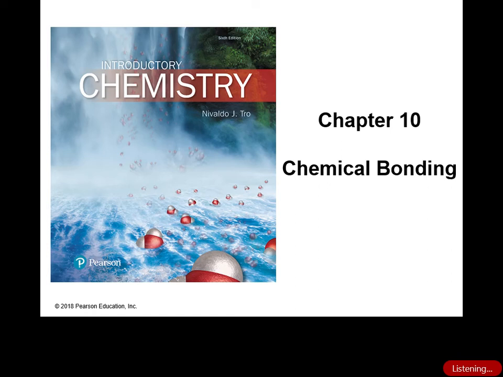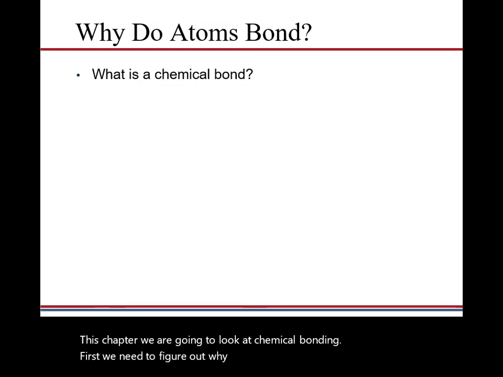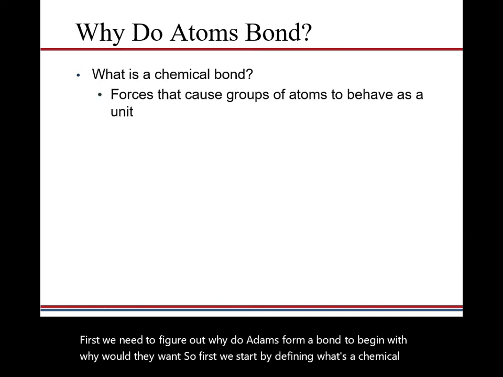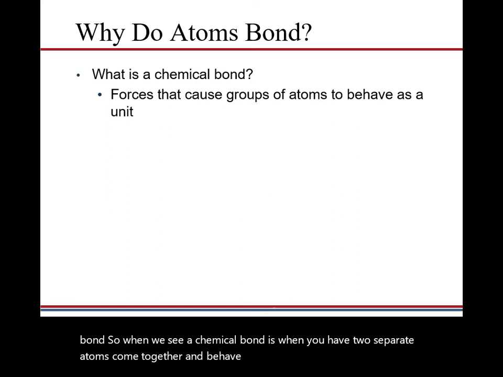All right, in this chapter, we are going to look at chemical bonding. First, we need to figure out why atoms form a bond to begin with. Why would they bond? So first, we start by defining what a chemical bond is. A chemical bond is when two separate atoms come together and behave as a single unit. That's what a chemical bond is.